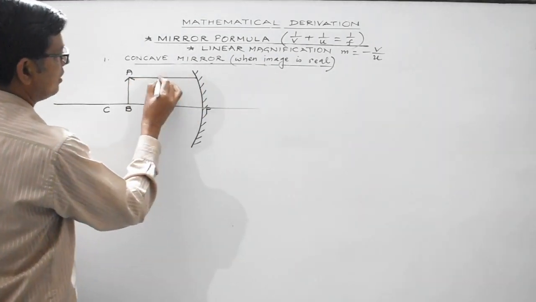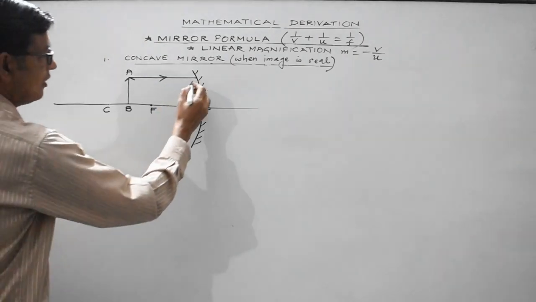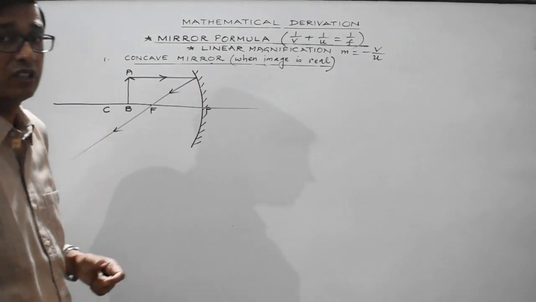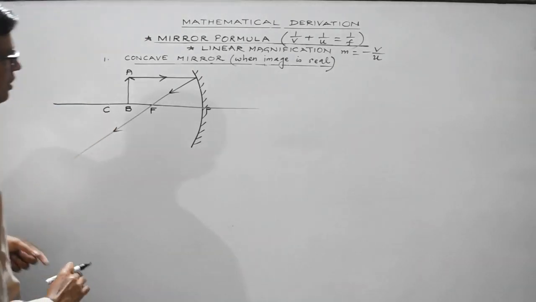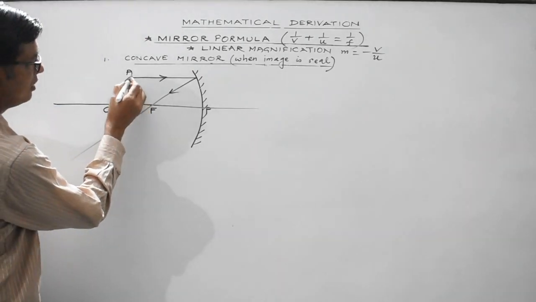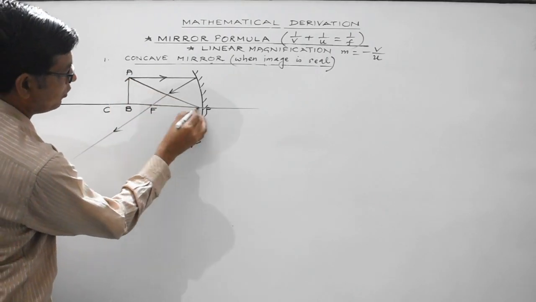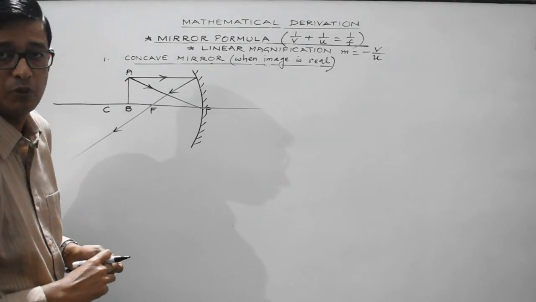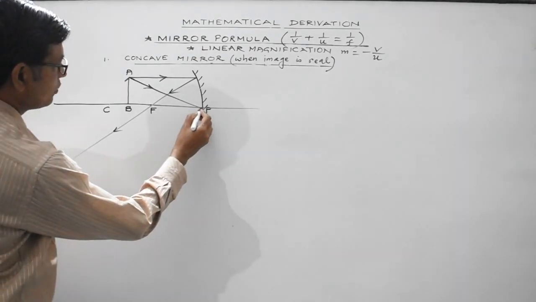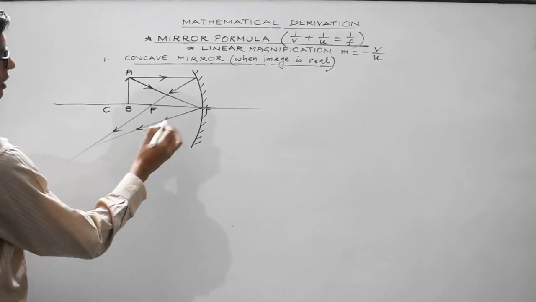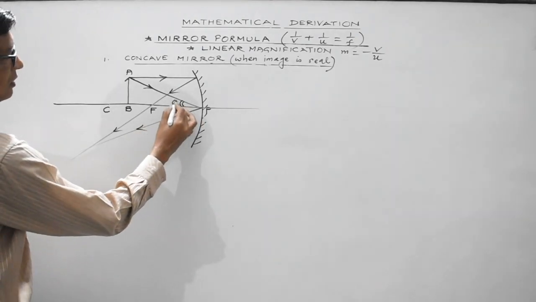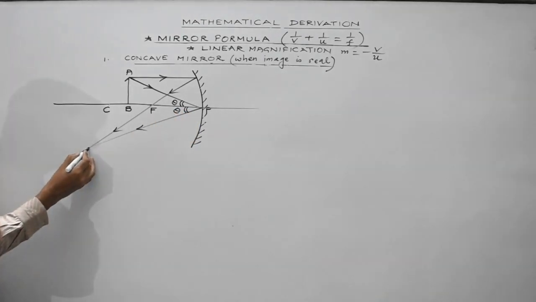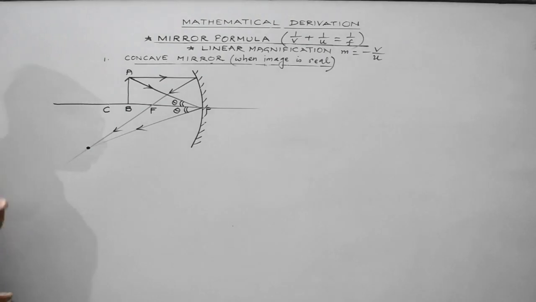An incident ray from the object which is parallel to the principal axis, after reflection will pass through the focus, right? This is the first rule. You all are aware of it. Second rule is, when an incident ray from the object is incident at the pole, it will bounce back into the same medium, obeying the laws of reflection. So it will bounce back into the same medium like this. This will be the angle of incidence. This will be the angle of reflection. So this is where the 2 reflected rays meet. So here the image will be formed, right?